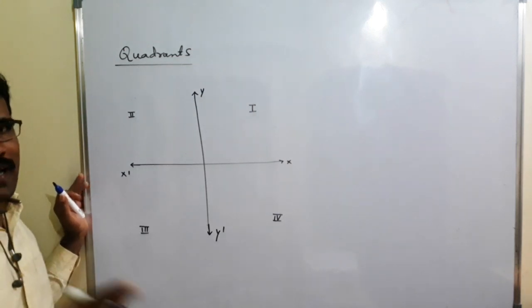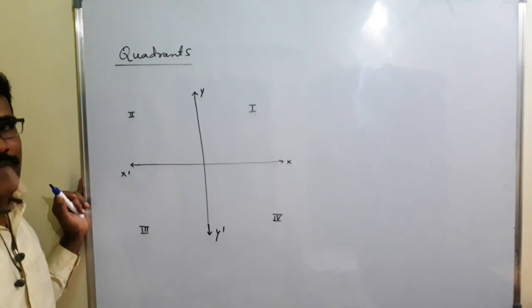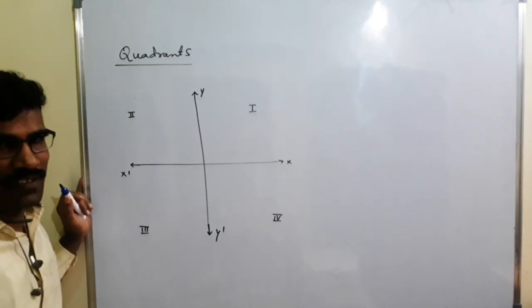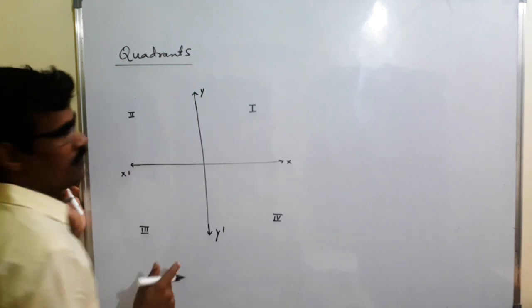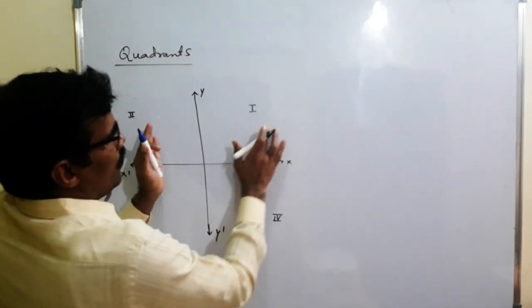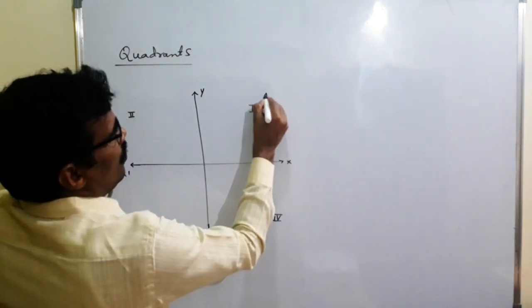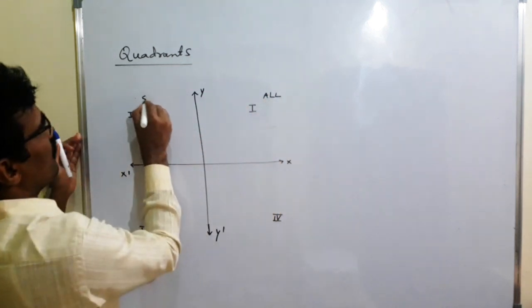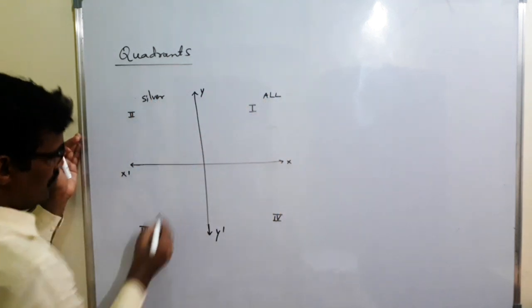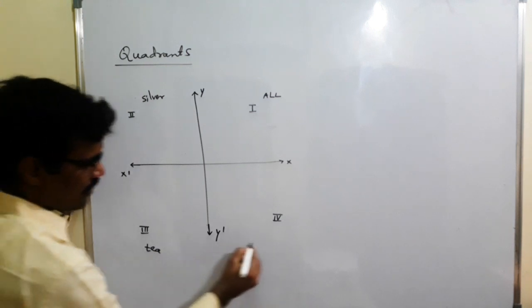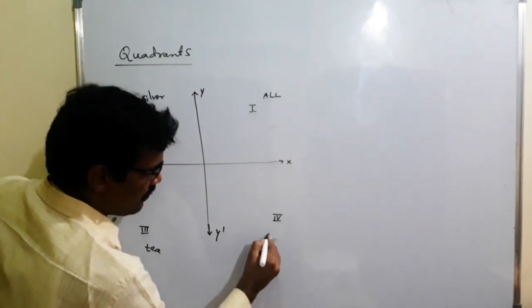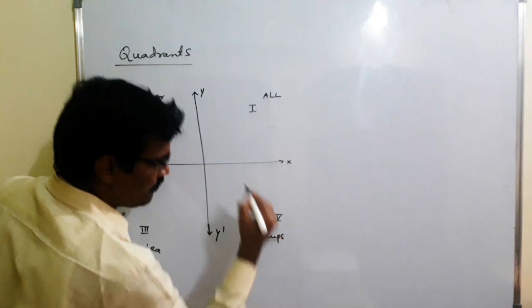Okay. What is sine 225 degrees? Listen carefully. Here one technique is there: All Silver Tea Cups. All Silver Tea Cups.